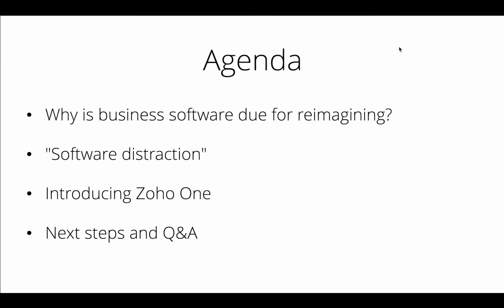But enough about me, so let's talk about the agenda. So what are we doing today? We're going to start off talking about why business software is due for reimagining, what needs to change, and what Zoho One aims to change here. Software distraction, this ties into why business software is due for a reimagining. Then we'll be talking about Zoho One in particular and how it does this sort of reinvention of how people think about business software typically and how it seeks to challenge a lot of those ideas. And then we will go into the next steps and Q&A portion.